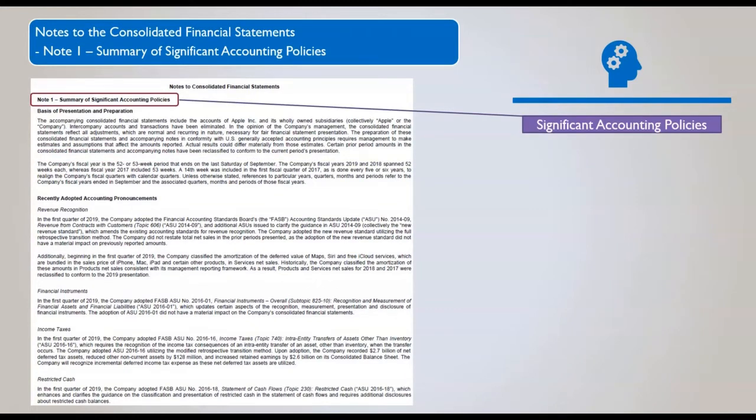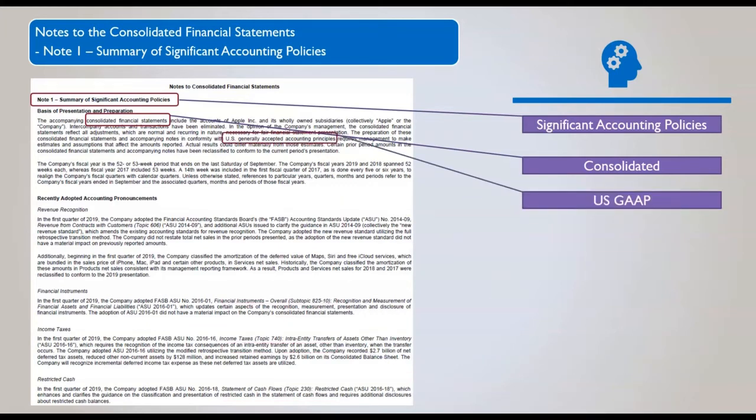We will start with Note 1, Summary of Significant Accounting Policies. This note is a required disclosure which includes all of the significant accounting policies that management has selected for Apple's financial statements. Here, we will see that there is a mention of the consolidated financial statements. As mentioned earlier, this includes all of the wholly owned subsidiaries that fall under the parent company of Apple Inc.